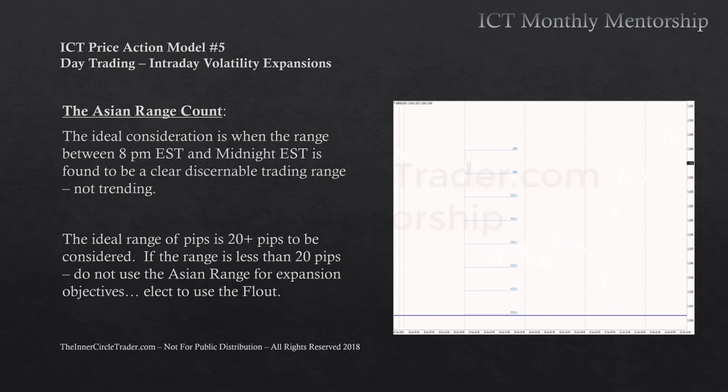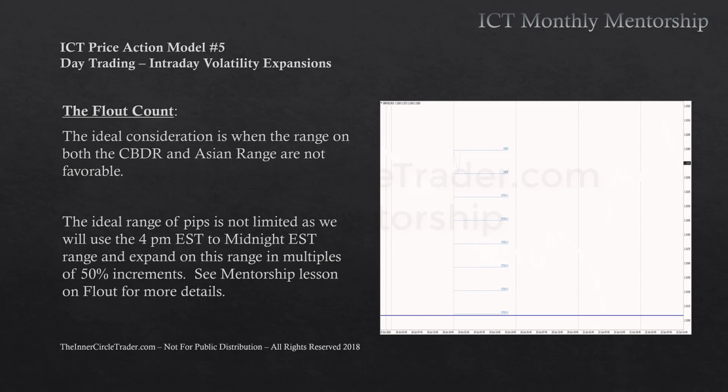Okay, and I'll say that again. When using the Asian range, the ideal range of the Asian range for consideration is 20 pips or more. Now, we don't like to use it when it's more than 40 pips. If it's more than 40 pips, then in the next slide we'll use that information there too. But in terms of considering the Asian range, ideal scenarios are it's got to be greater than 20 pips. Okay, so if the range is less than 20 pips, do not use the Asian range for expansion objectives. Elect to use the flout.